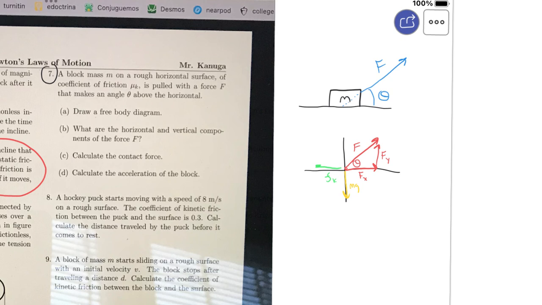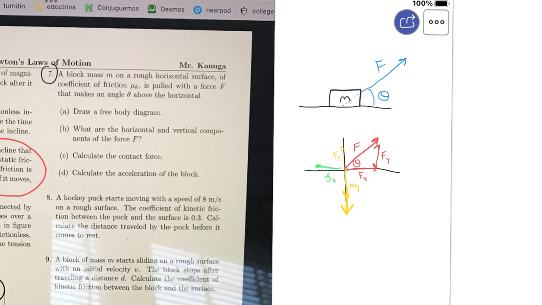And then there is also a normal force, which I'll call Fn. The normal force should be less than the weight. It should be the case that this normal force plus this force equals the weight. So I'm going to make that weight a little longer.